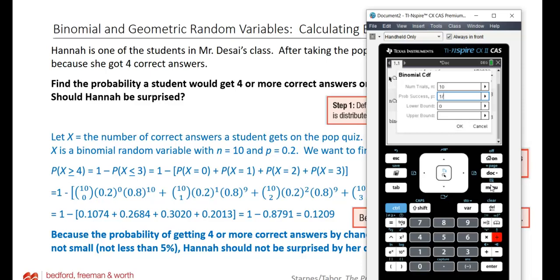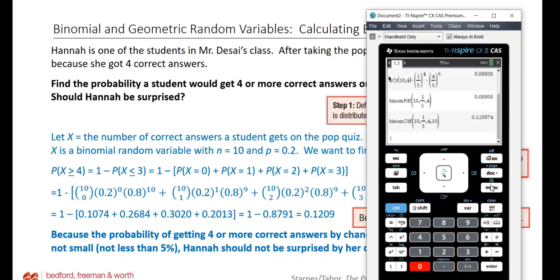Probability of success is 1 out of 5. Lower bound was 4. Upper bound is 10. Remember we want x to be greater than or equal to 4. So 10 is the most it can be, so it would be 10 there. But 4 is okay, and it should give you the answer. Oh, that's beautiful. 12.087 or 0.1209. So it does do everything for us there.